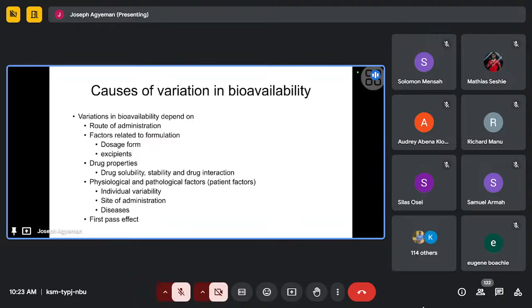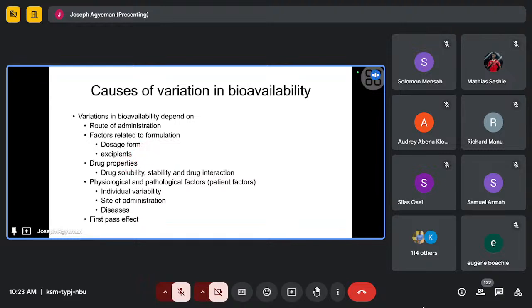Route of administration. If you give a drug by IV, 100% versus a drug by the rectal route, obviously you are not going to get 100% absorption. So there will be variations between the one that was given per IV and the one that was given per the rectal route. At times, it could be due to formulation issues. The dosage form, that would dictate the route of administration.